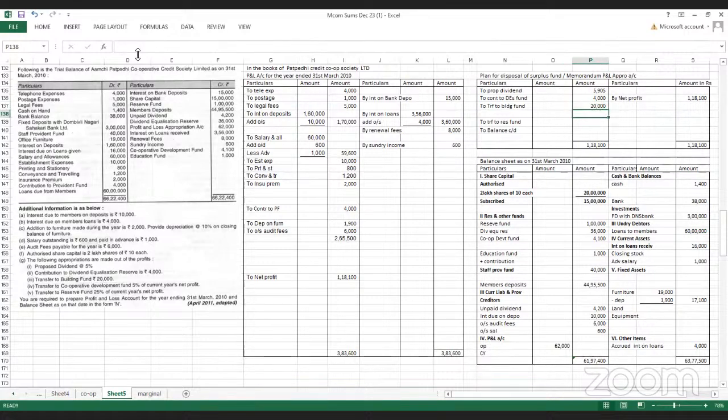Then transfer to reserve fund 25%. One more is there, cooperative development fund, to transfer to. Okay, how much is it? 5% again, right? So into 0.05, 5905, and reserve fund is at 25%. So plus into 0.25. Okay, let us see if the figure matches. It is matching. Mine is not coming.